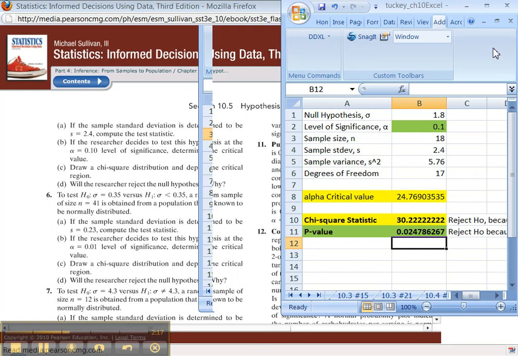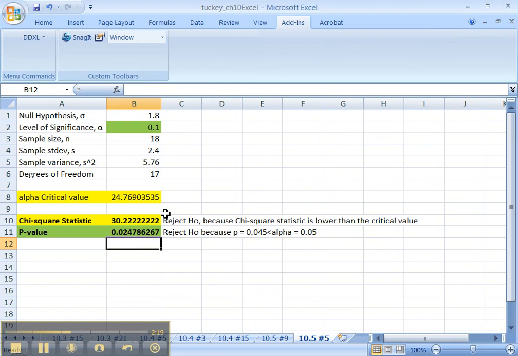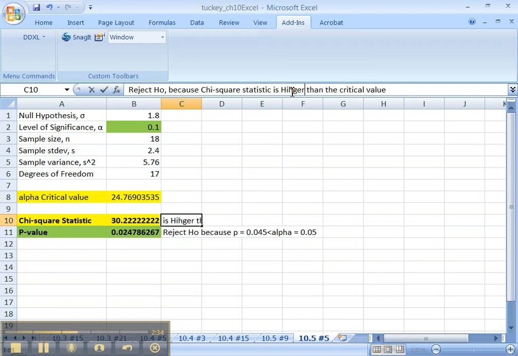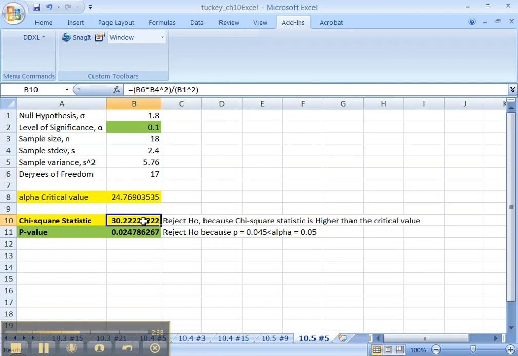All right, now are we going to reject or not? Let's see here. Oh yeah, we're rejecting. Look, our test statistic is 30. We would have accepted anywhere up to 24.7. But since we're past that, we are rejecting. Okay? But it's not because it's lower than the critical value. It's because it's higher. Right? You're talking about a right-tailed test. So what concerns you is the test statistic being higher than the critical value.